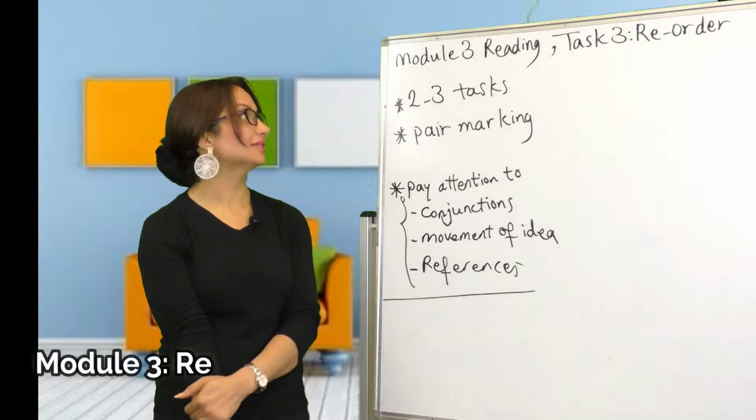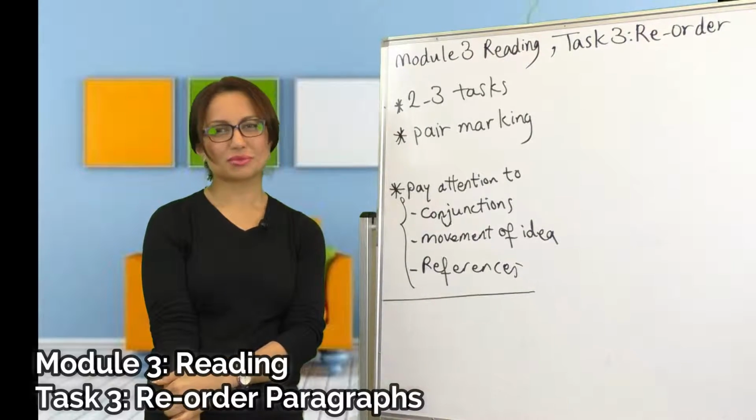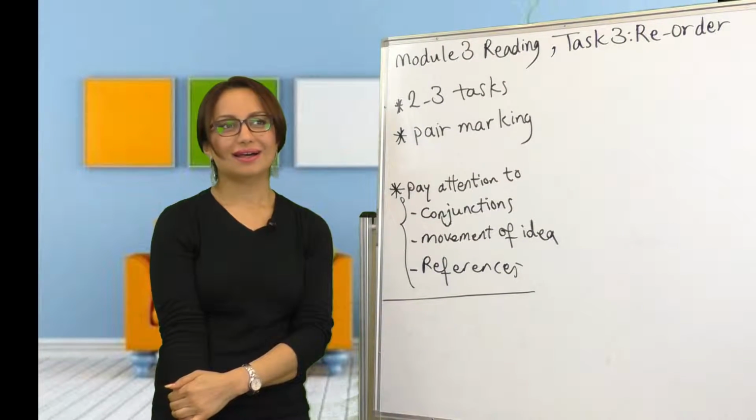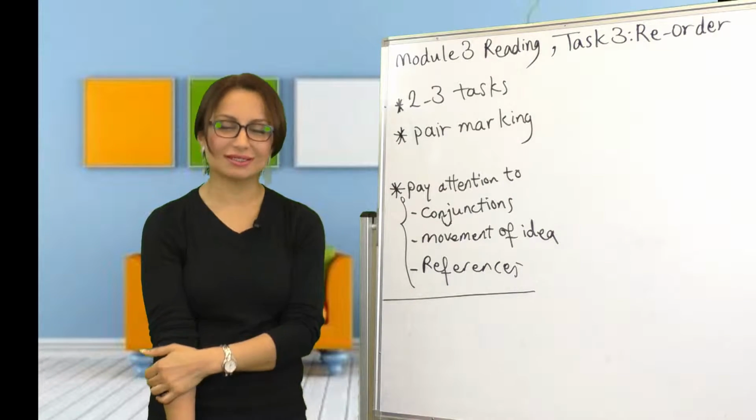Today we are going to look at one of the most interesting parts of your reading test in PTE, Reorder. So Module 3 Reading, Task 3 Reorder. Reorder is one of the most interesting, not really tricky because it has a very simple formula. Let's go through that one.